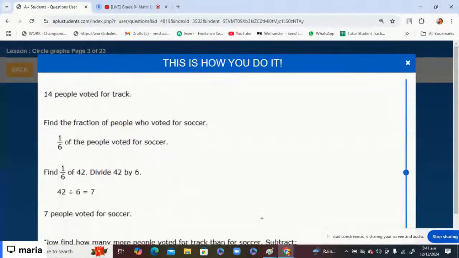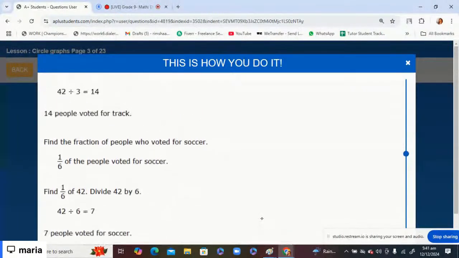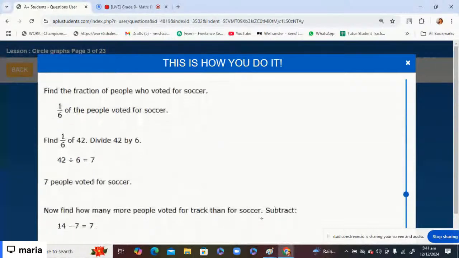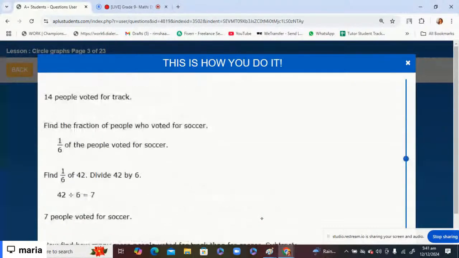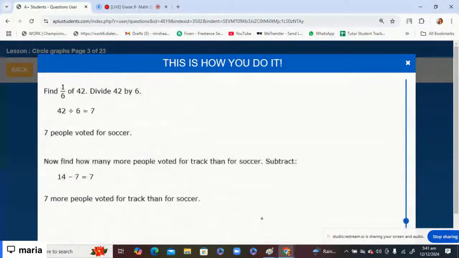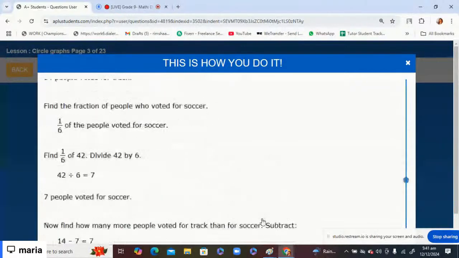Then 1 by 6 of 42, this is 7. So 7 people, and in the end, you're going to subtract 14 minus 7. And in this way, you're going to write the answer. The previous question is the same, just like this.